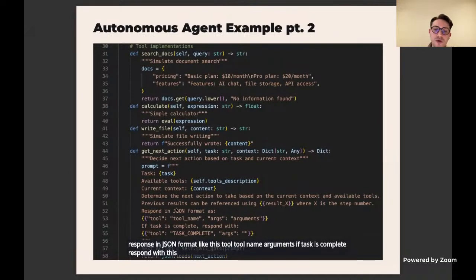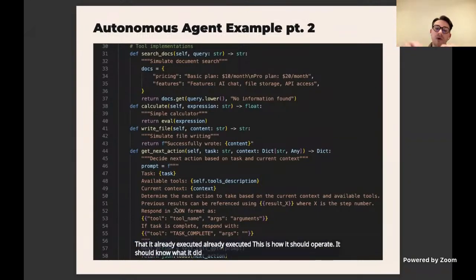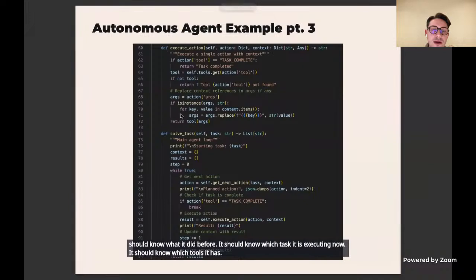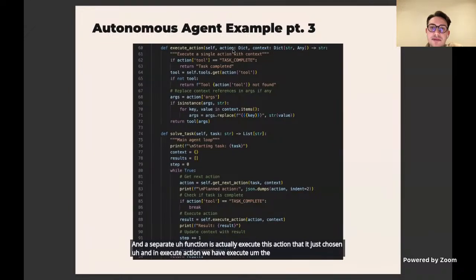As you see, we also show the previous context, the previous steps that it already executed, because this is how it should operate. It should know what it did before. It should know which task it is executing now. It should know which tools it has. And a separate function actually executes the action that it just chose. In execute action, we have the particular action that has been chosen and the context, the same thing. So we keep this context between function calls. And if the action is task complete, we just stop and exit.